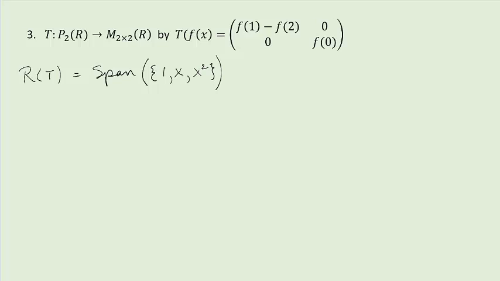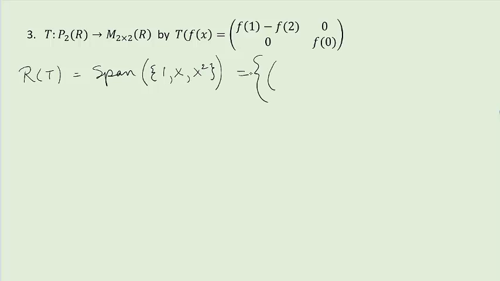Our last example is a linear transformation from the vector space of polynomials of degree less than or equal to 2 to the 2 by 2 matrices with real coefficients. So again, we want to find out what the linear transformation does to the basis vectors, and that will tell us what set spans the range. So let's do that.